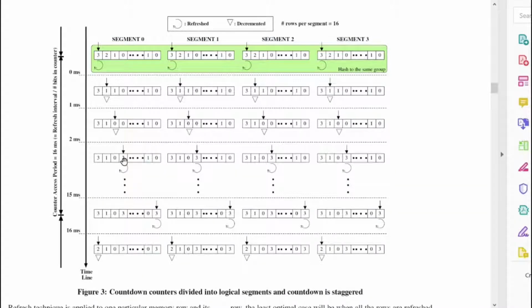So if you see it very closely, at a maximum only 4 rows are allowed to refresh at a time. So during every refresh operation, at max only 4 rows will be refreshed. So the bank will not be blocked for a longer time. So this is the main advantage of smart refresh.